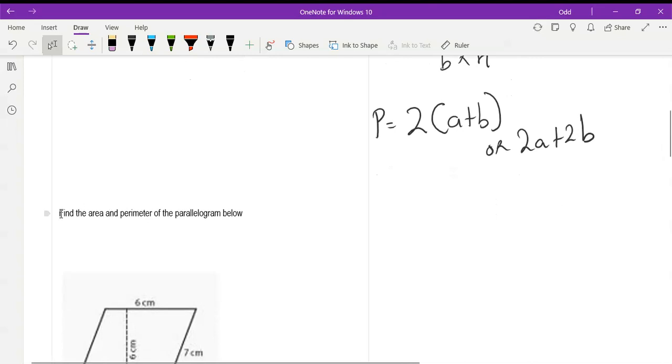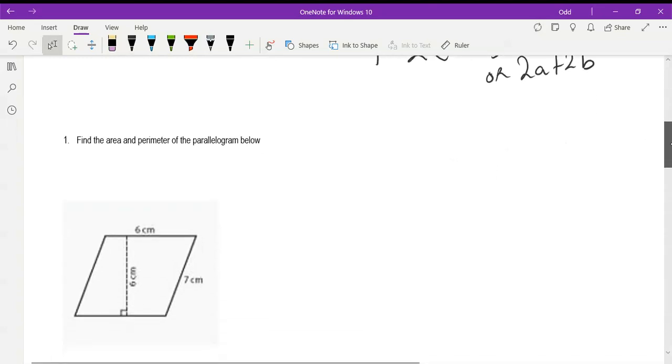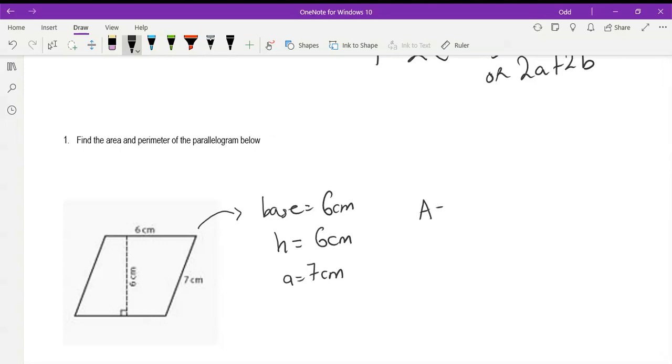Find the area and perimeter of the parallelogram below. This one, we have 6 and 7. Let's bring out our parameters. Our base is 6 centimeters. Our height, h, is also 6 centimeters. And on the other side, we can just say a is 7 centimeters. So what's our area? Area will be base times height, which is 6 times 6, or 6 centimeters times 6 centimeters. That will be 36 centimeters squared.